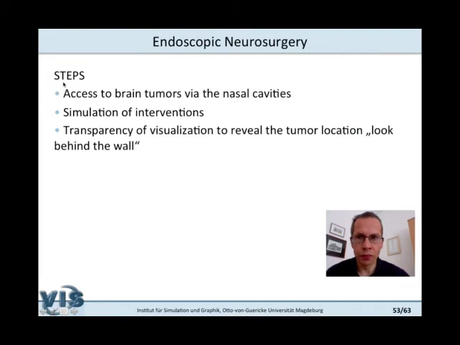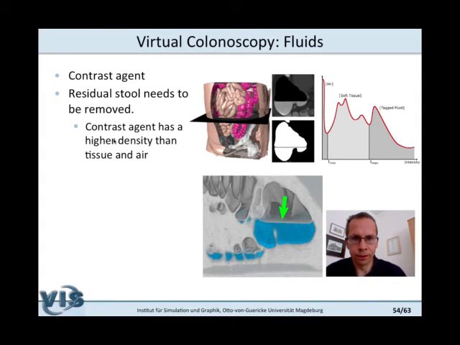STEPS was what their system was called. The major point is that brain tumors here are accessed via the nasal cavities, and these interventions should be trained and simulated beforehand. And as I have shown, transparency was quite important to reveal the tumor.